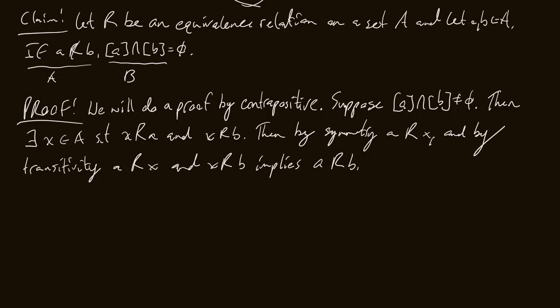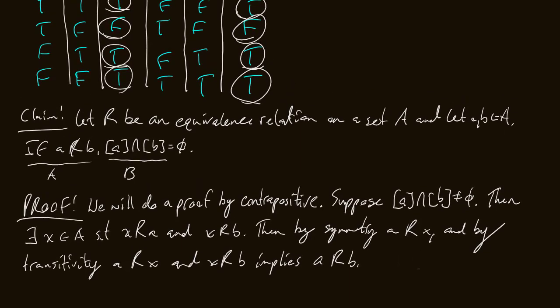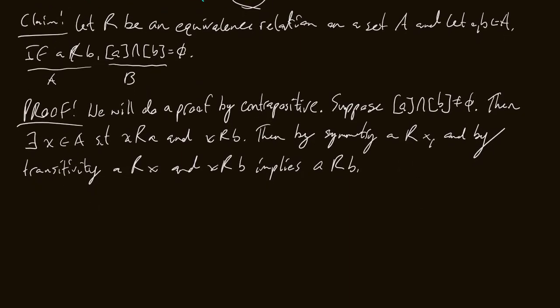I supposed not B. I showed not A. And since we know that that is equivalent to showing if A then B, then I've shown what I wanted to show. And that's it. That's the end of our proof. This may seem a little anticlimactic, but that's all there is to say. There's the proof by contrapositive.